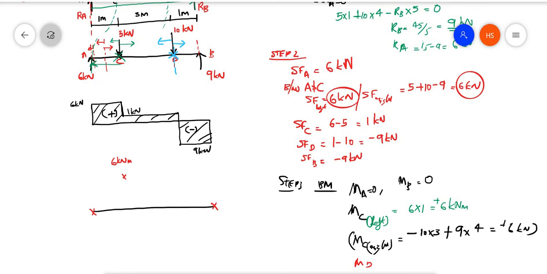Then what are the loads coming? 6 kilonewton is there, 5 kilonewton is there. Again, the calculation is increasing, but to the right only 9 kilonewton is there. So that is your choice. You have to understand. So here I am taking to the right of the section.